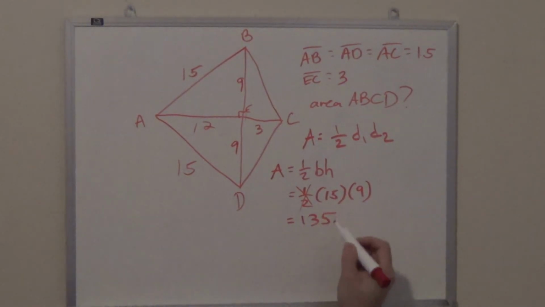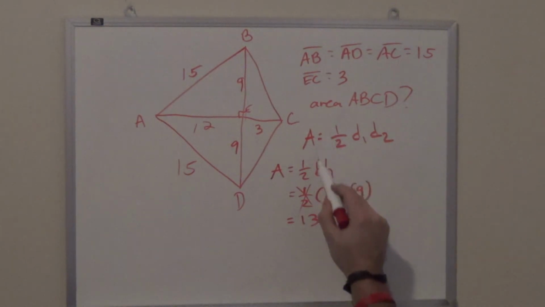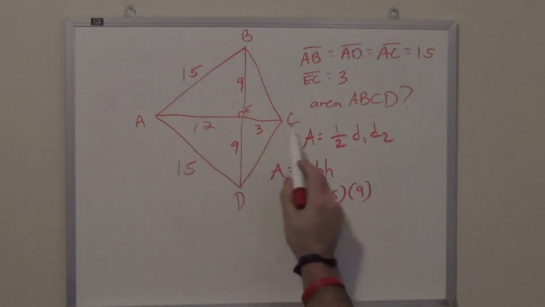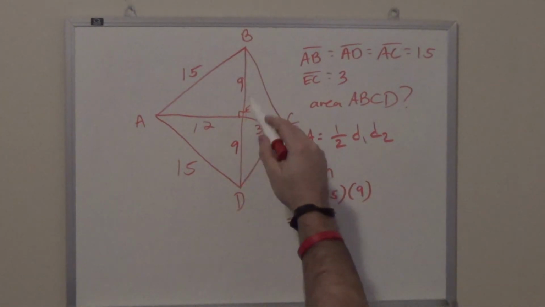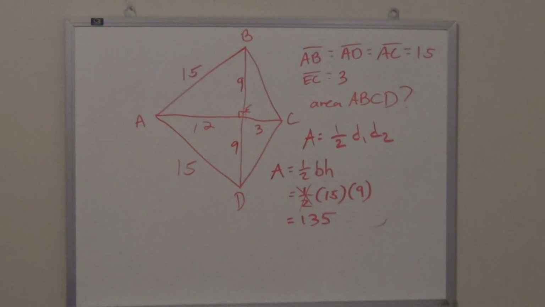would be 135. And you can sort of see this 1/2 base times height looks like the kite formula. That diagonal is 15, that diagonal is 18, and I'm taking half of 18, which would give me 9. But either way, no matter how you want to do it, lots of options. The final answer should just be 135.